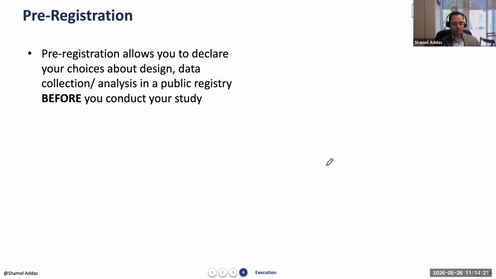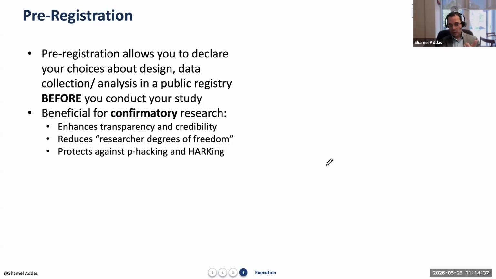So pre-registration. Why do we do it? Because it allows you to declare, telling the world what you're planning to do, because it puts you in a pre-commitment. It puts you in a bind before you conduct the study. So it's better for transparency. It's better for credibility. It reduces the researcher degrees of freedom. It commits you to what you said you'll do. And it protects you against p-hacking and HARKing.